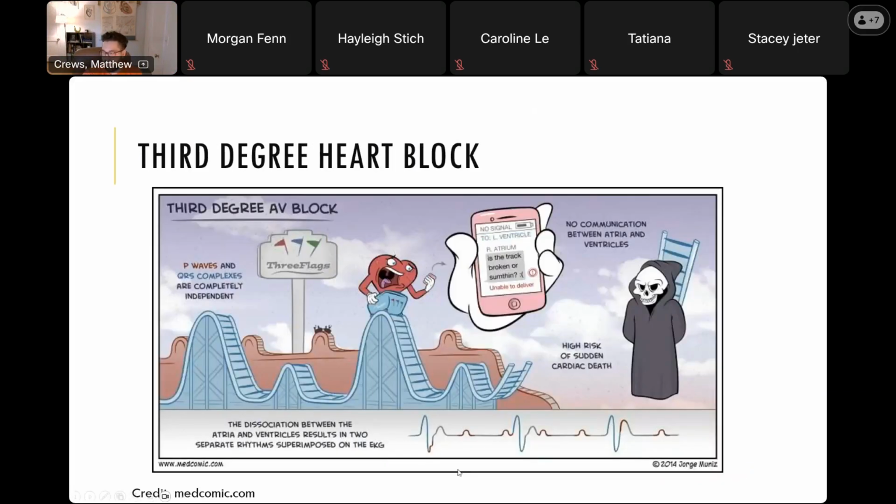So if you see a P wave, and then a P wave, and then a P wave, and the QRS and the T waves are just happening randomly, anywhere in between, that would be an indication of a third-degree block.